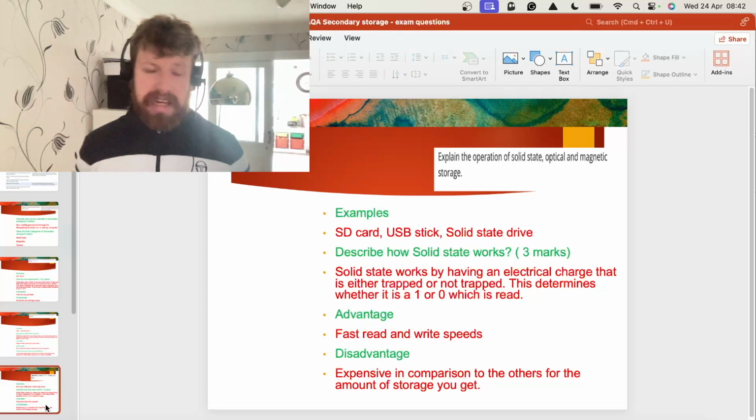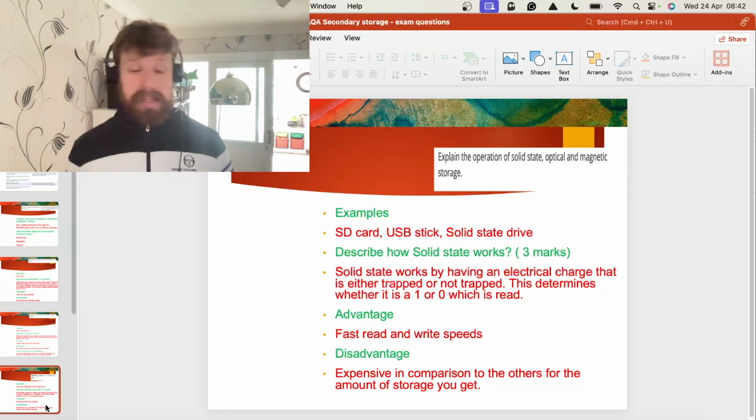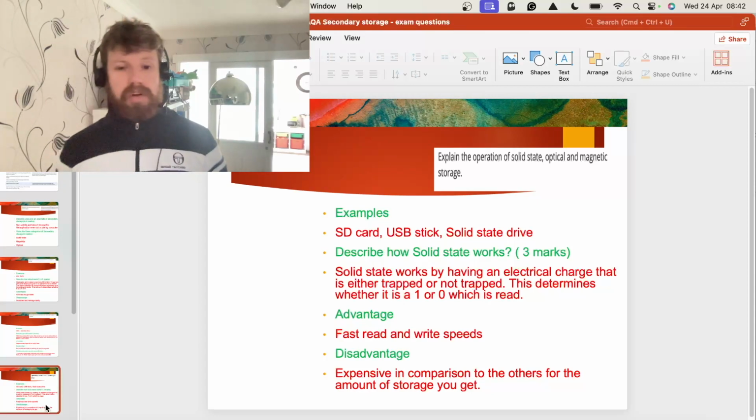Final one is we've got solid state. So the examples are SD cards, USB sticks, solid state drives, micro SDs as well in there. Describe how solid state works. This is what all you have to know for this one.